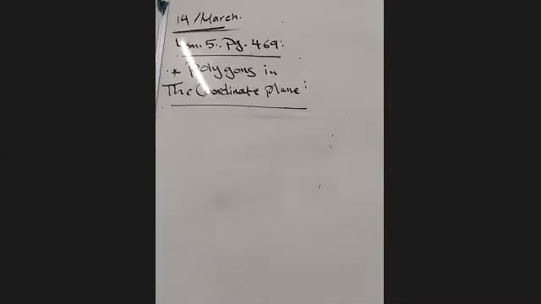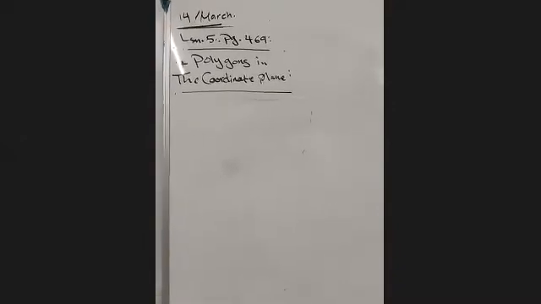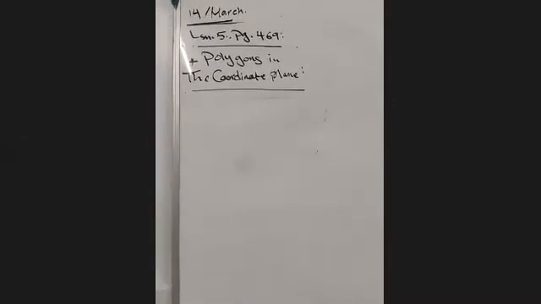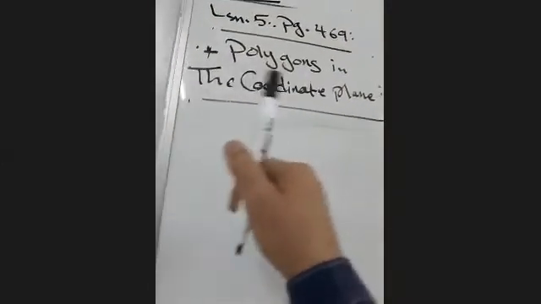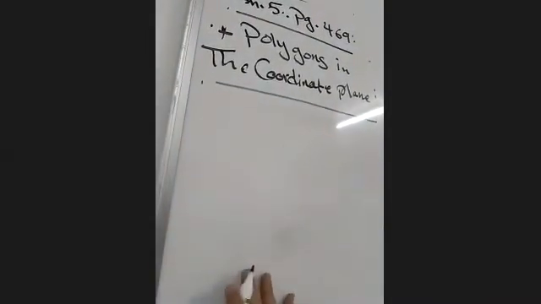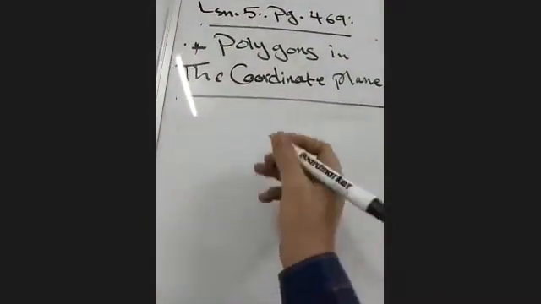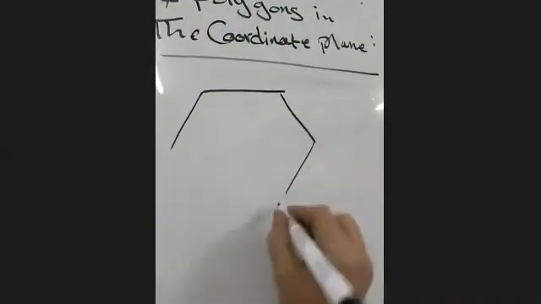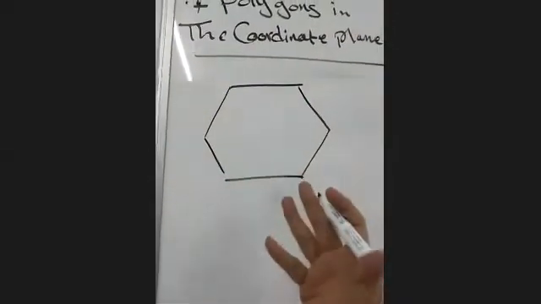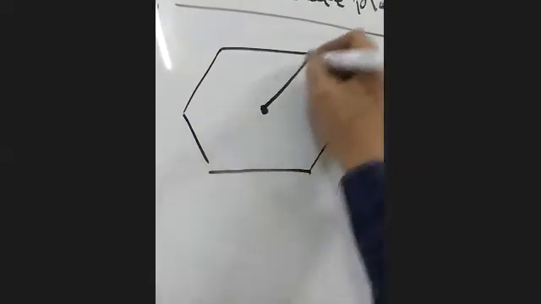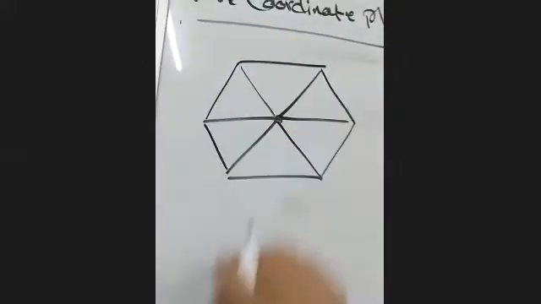Okay, guys, again, today, inshallah, we'll take lesson 5, page 469, polygons in the coordinate plane. In the previous lesson, we learned how to find the area of regular polygons. For example, if we have a pentagon, it has 5 sides, and you can divide or split it into 5 equal triangles.